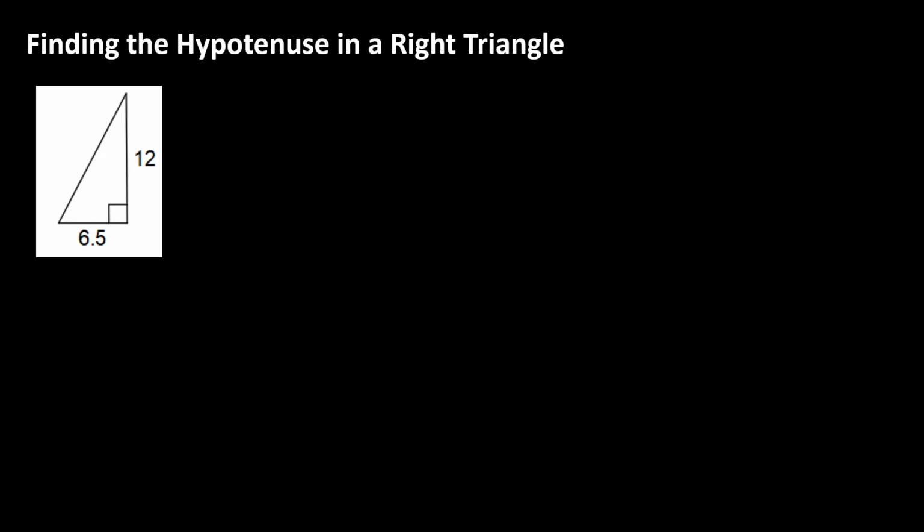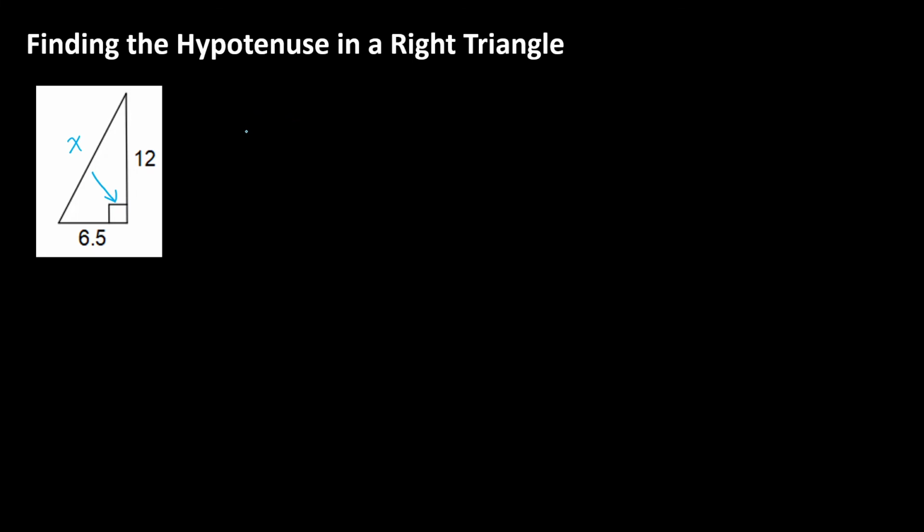So here's how we're going to use the Pythagorean theorem. We are going to find the hypotenuse in a right triangle. So let me just label the hypotenuse, let's call it x, just for simplicity's sake. I know that the side length x is the hypotenuse because it is right across from the right angle. That side is opposite of the right angle. And the sides labeled 6.5 and 12 are the legs.